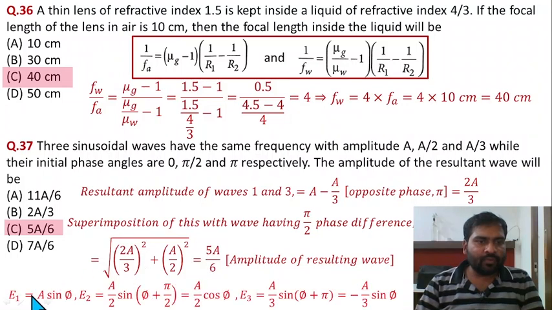In another way, you can also do it by writing the expressions. The first wave is A sin phi, with no phase difference, and the second wave is A by 2 sin(phi plus pi by 2), which equals A by 2 cos phi, and the third wave is A by 3 sin(phi plus pi), which equals minus A by 3 sin phi. The resultant of E1 and E3 is going to be 2A by 3 sin phi, and the resultant of this with the second is the square root of (2A by 3) whole square plus (A by 2) whole square, equal to 5A by 6. So option C is correct here.